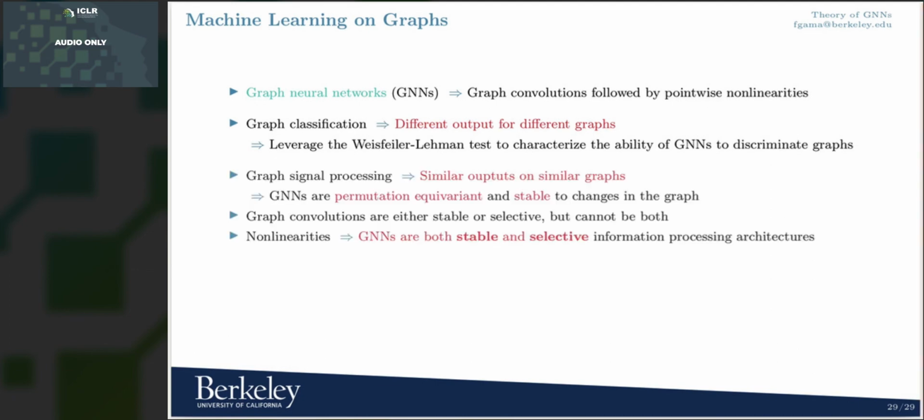From a graph signal processing perspective, where the underlying graph support is given, what we want is the GNN to have similar outputs if the graphs are similar. Through a frequency analysis, we proved that GNNs are both permutation equivariant and stable to changes in the graph support, and that the inclusion of pointwise nonlinearities creates frequency content throughout the spectrum, making GNNs both stable and selective information processing architectures.